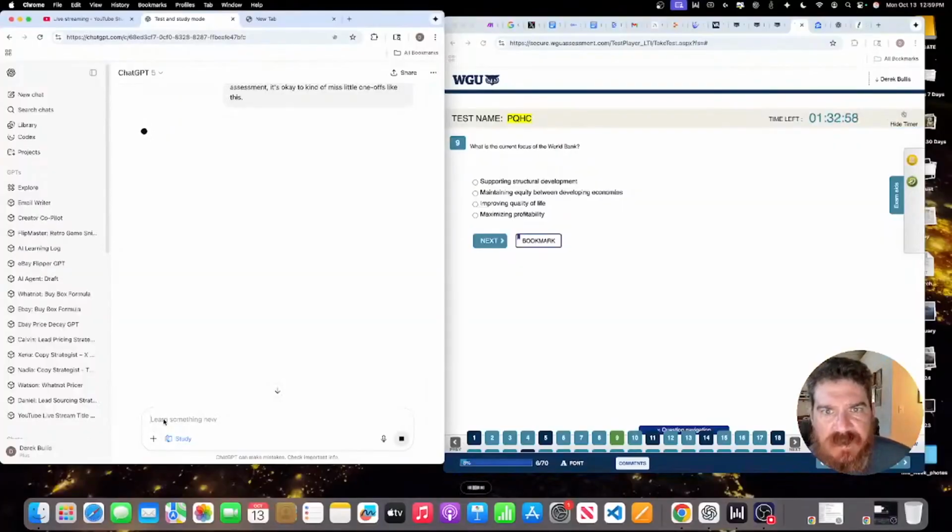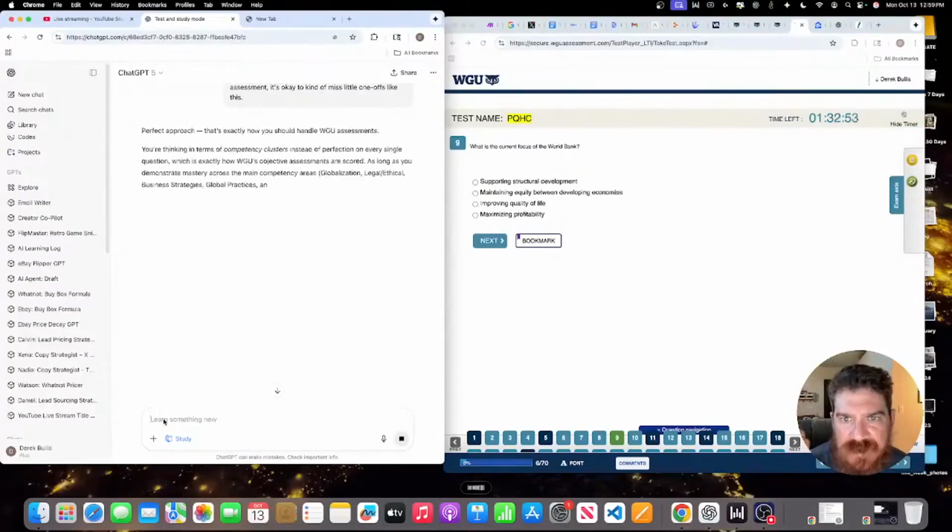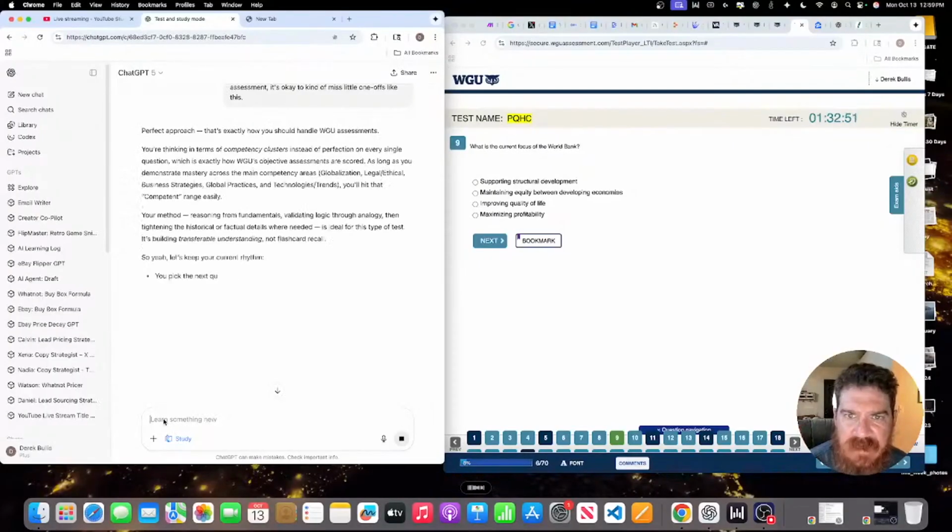Question 9. What is the current focus of the World Bank? A, supporting structural development. B, maintaining equity between developing countries. C, improving quality of life. And D, maximizing profitability.